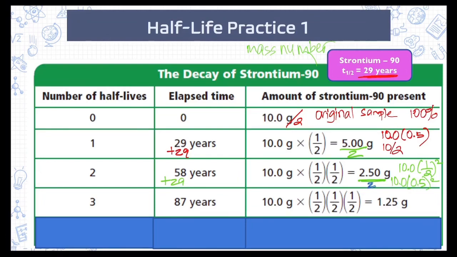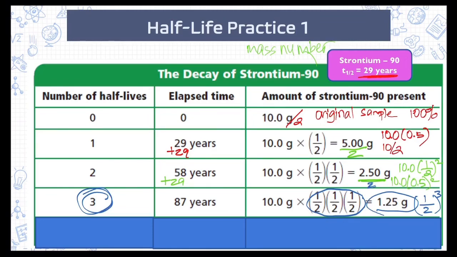Notice we have half times half times half. So that is the same thing as saying half cubed. Okay, and we get the number of halves from the number of half-lives. So 2.5 divided by 2 is 1.25, or you could just simply take the original sample and multiply it by 0.5 cubed, and you would get this amount.